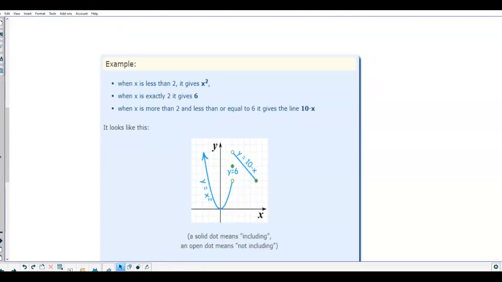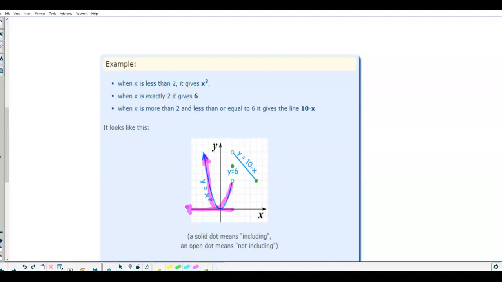And what it's saying here is that at the value of 2, on the x squared parabola, everything is less than that 2. So you can see here that you have an open circle, and this graph is going everything towards the left on the x-axis. Now, when x is exactly 2, it gives 6.